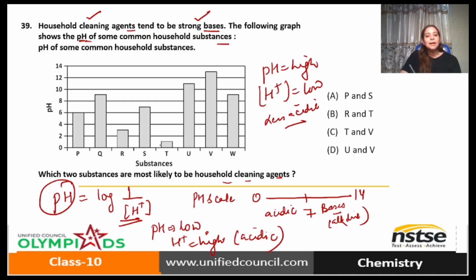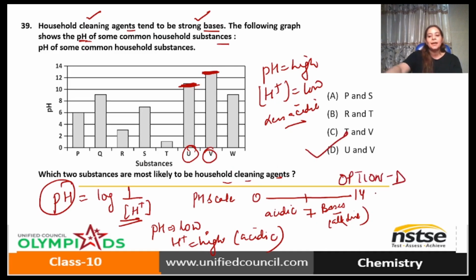So in this picture, all those bar graphs which have a big height or a high value of pH will definitely denote the bases. Out of them, you can see that this is the first one with the highest bar, and second comes this. So both of them would be strong bases, because their pH is more and H ion concentration is less, and they can be used as household cleaning agents. So option D is correct. So which option is correct, students?